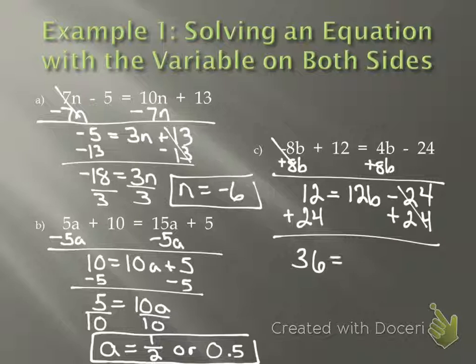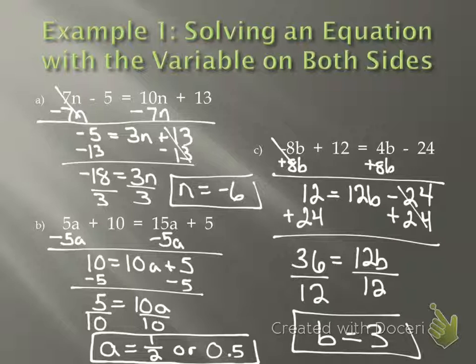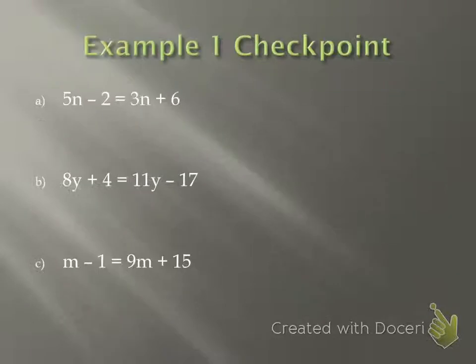36 equals 12b, and divide both sides by 12. And b equals 3. All right. So now I want you to do your turn, or the checkpoint. I want you to go ahead and do the checkpoint, let's just do all three. We'll just take a couple of minutes to do all three of these.